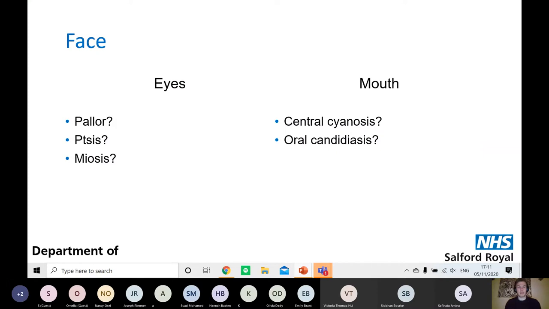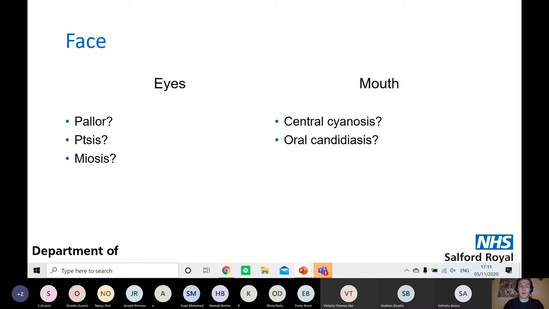Have a look at the face. So again, it's the eyes and the mouth that we're worried about mostly here. Look for signs of pallor. In a respiratory patient, that could be down to anemia. Potentially thinking about things like cancer in that case, or anemia of chronic disease. That should say ptosis and miosis.